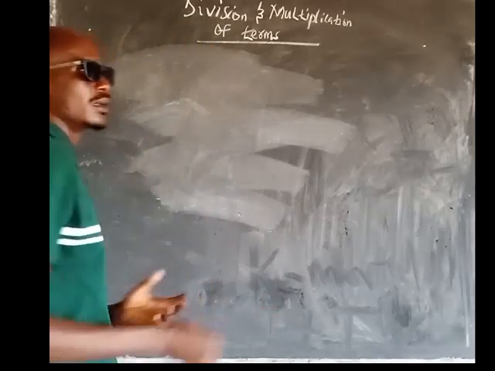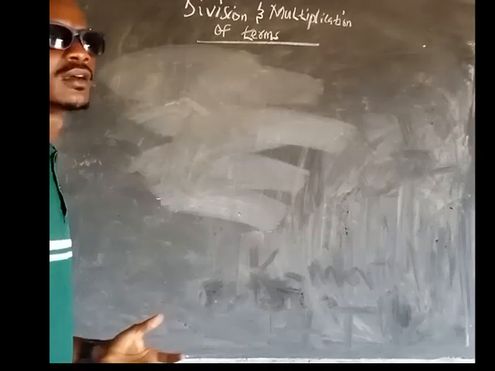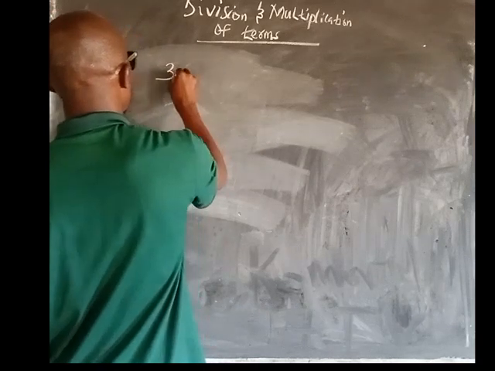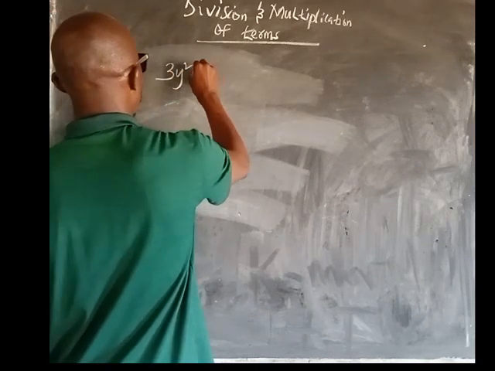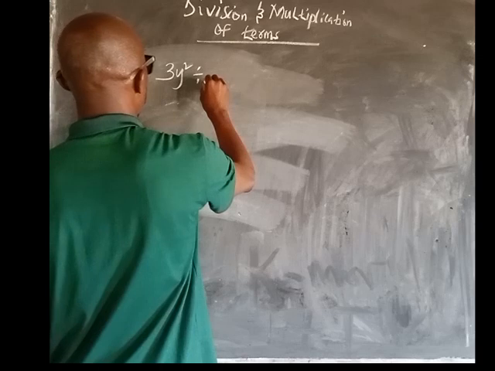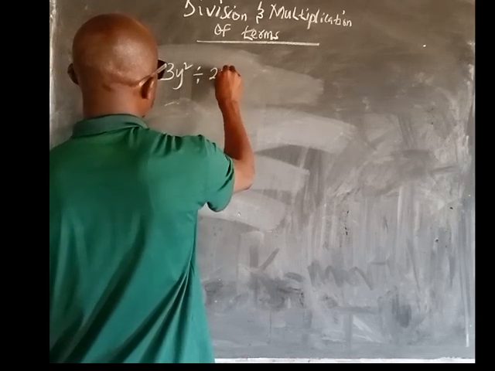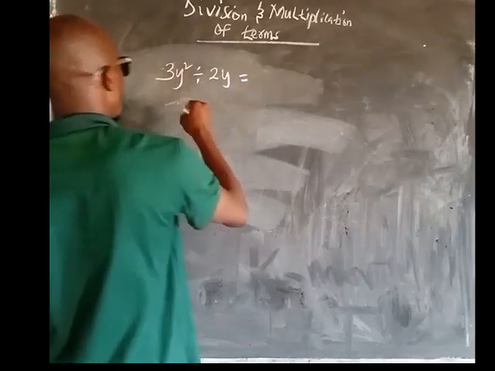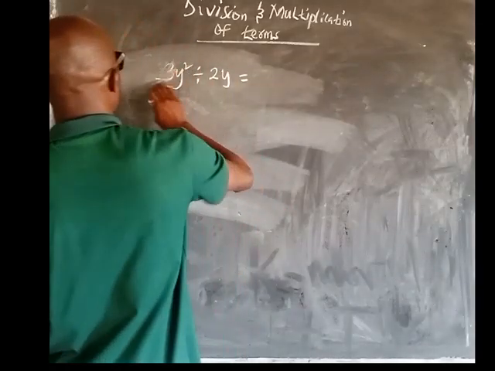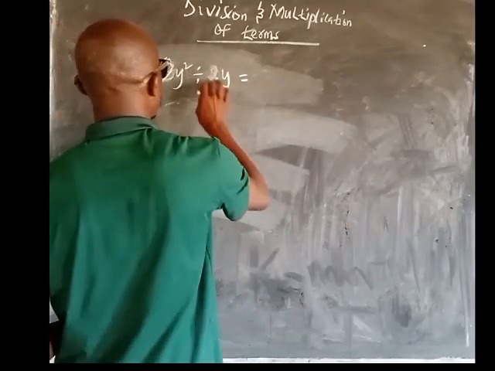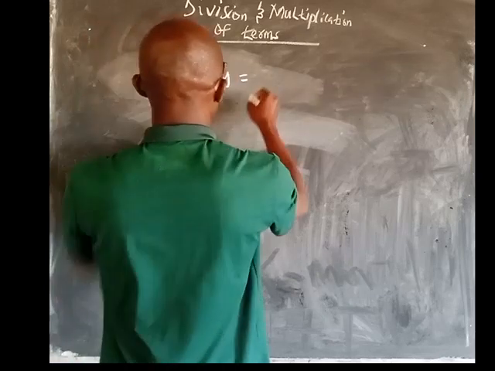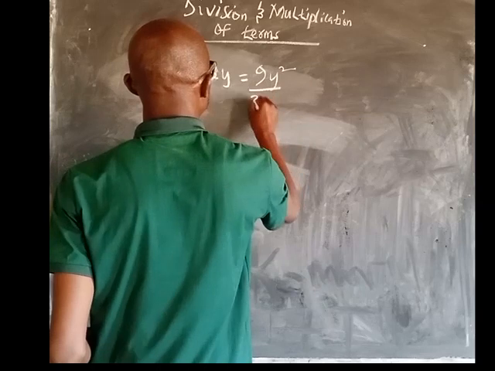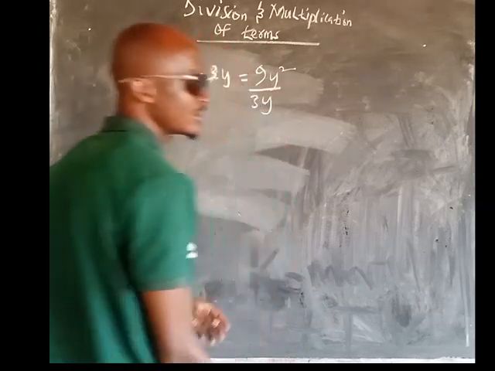If you have 3y squared divided by 2y, what do you have? In this place, at the upper part, okay, let me say 9. Let me put 3 here. At the upper part, what do you have? You have 9y squared divided by 3y. That is what you have there.